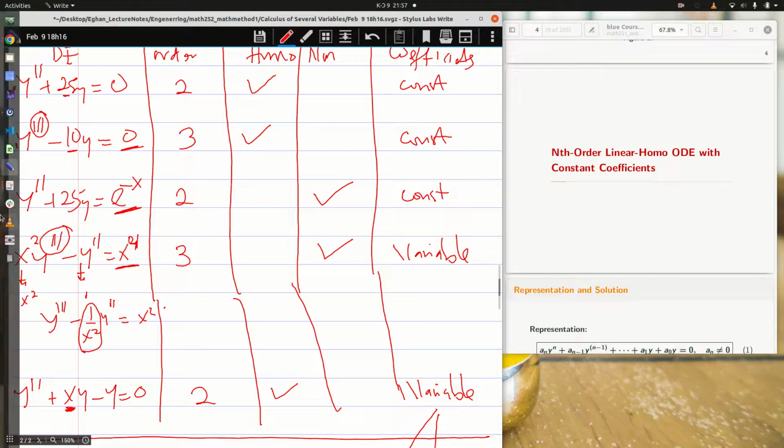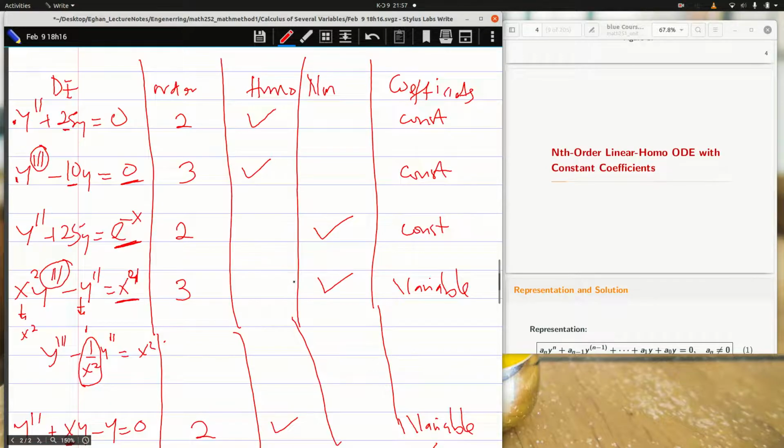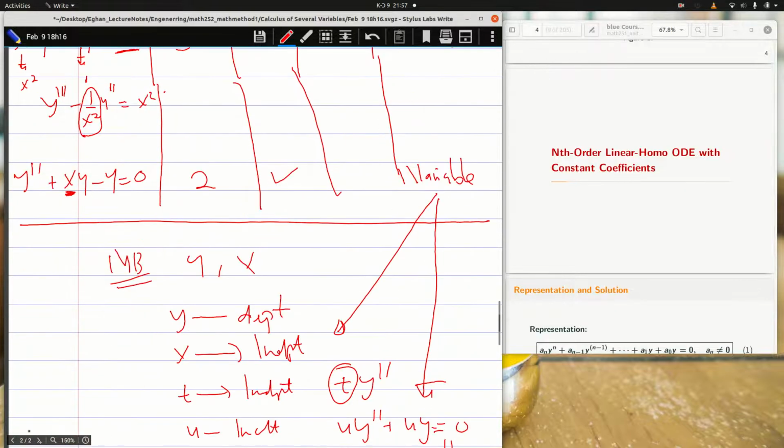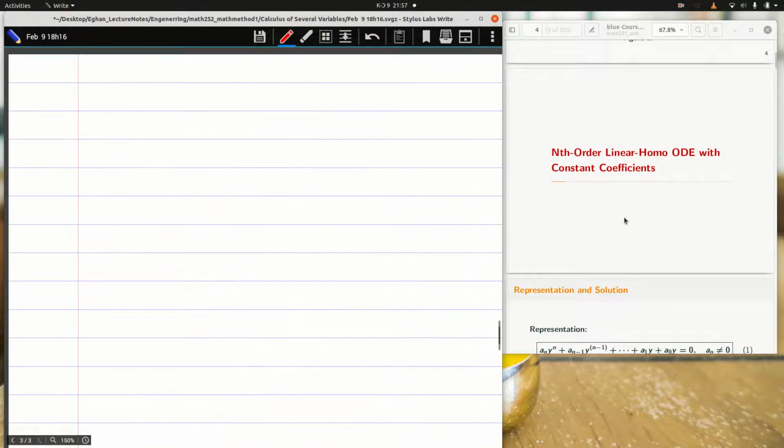Back to the next sessions. In the previous videos, we went through classifying higher order linear ODEs as homogeneous or non-homogeneous, and the coefficients as constant or variable. In this video, I'm going to take solving higher order linear ODEs, but these ODEs are homogeneous and have constant coefficients.